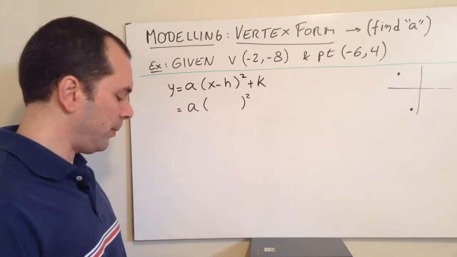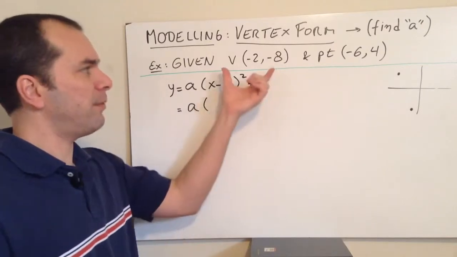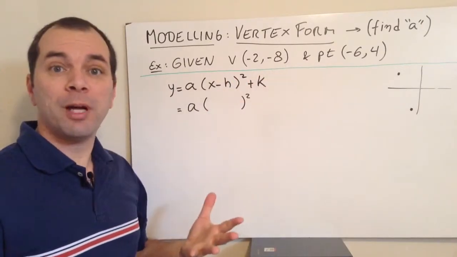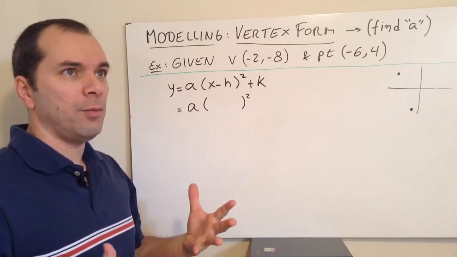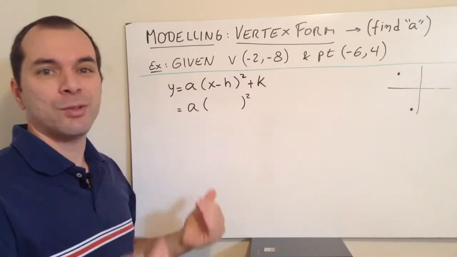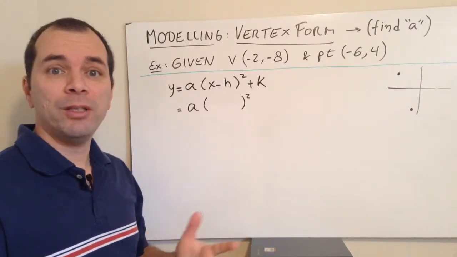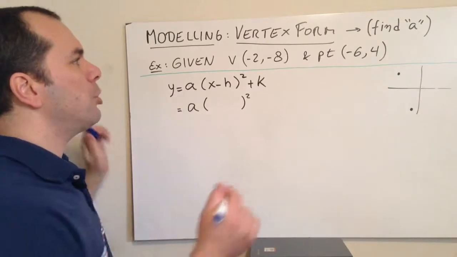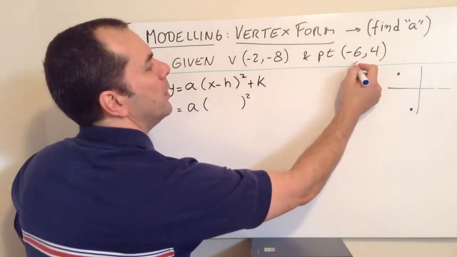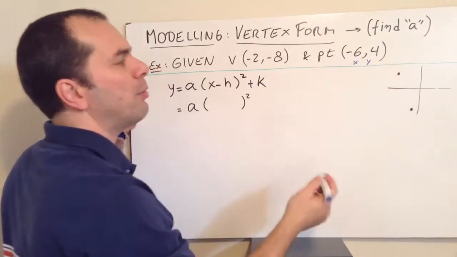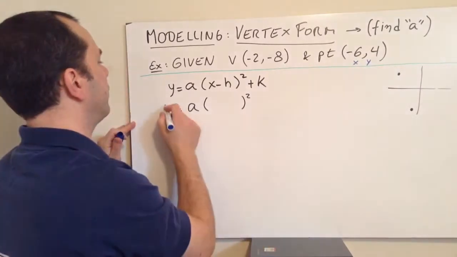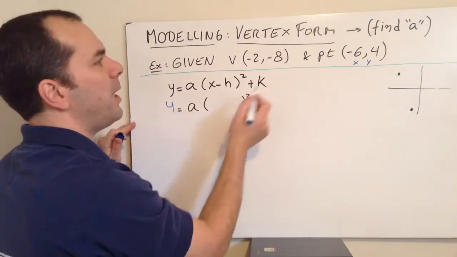So let's take this example. Now the example could be just given like a vertex and a point, or it could be a word problem which you can take, and we can realize what is the vertex and what is an extra point. Sometimes you may have more than one point and you just pick one. So let's start. If my point is x and y, I will replace my y with 4 and my x with -6.